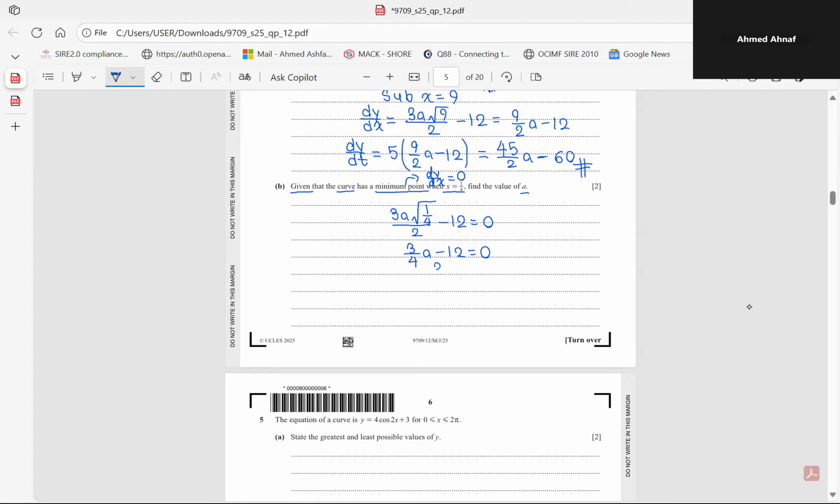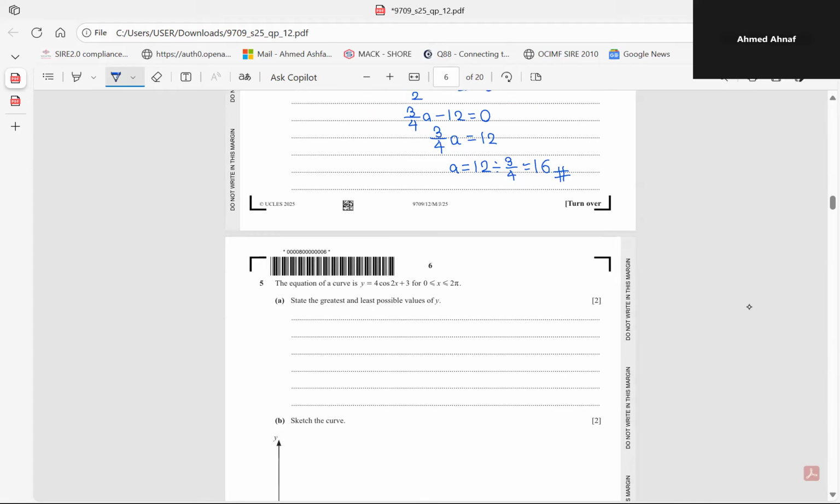Okay, now let's just solve for a. So let's add 12 to both sides. So we have 3 over 4a equals 12. And to get a, just divide both sides by 3 over 4. So 12 divided by 3 over 4, you would get 16. So this is our value of a, and this is our final answer. So let's head on to the next question.